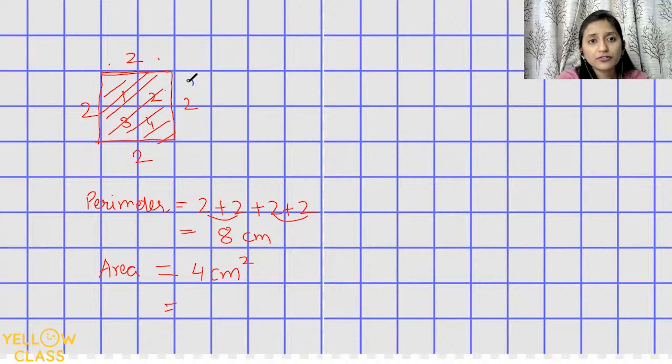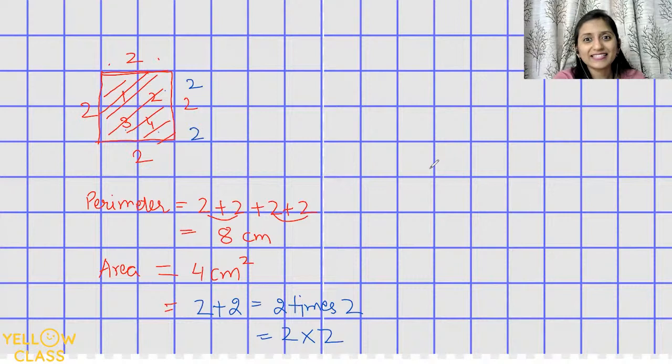And I can also say that there are 2 squares in the first row, and in the second row also there are 2. So I am adding 2 two times, which means 2 multiply 2, which means side multiply side. So I get the formula of perimeter for a square, which is 4 times side, because I am adding all the sides, 4 times, as it has 4 sides. And the area formula is side multiply side.